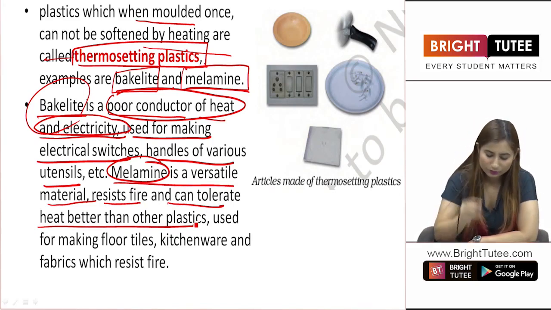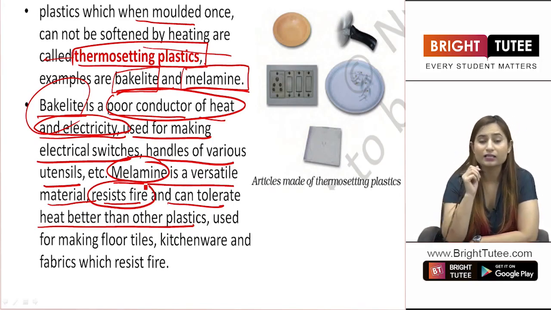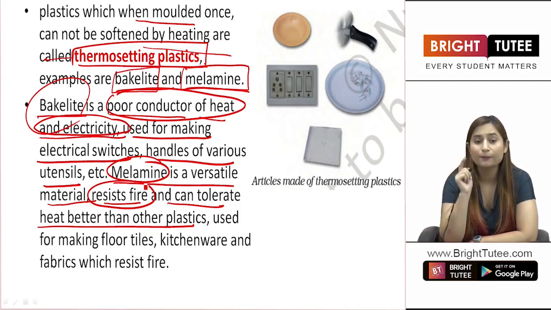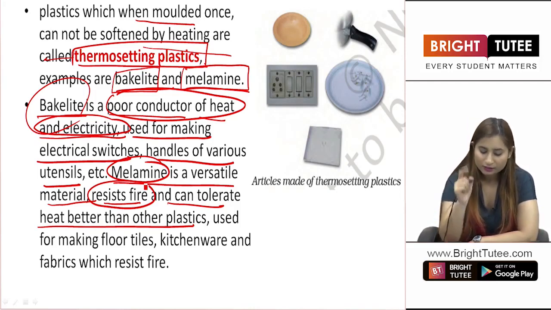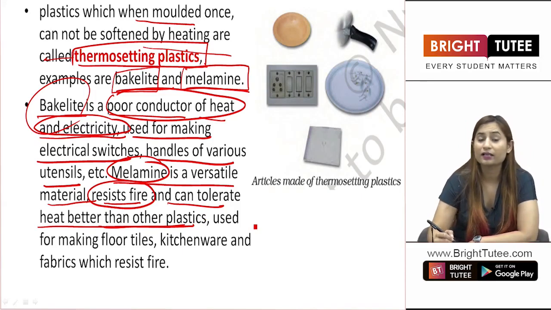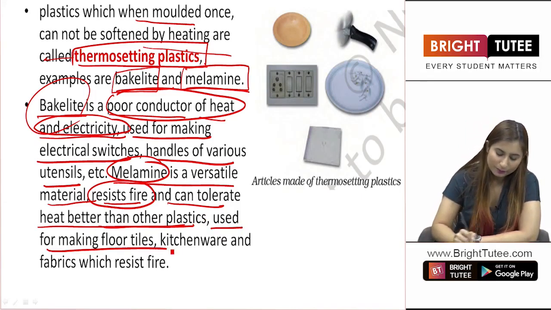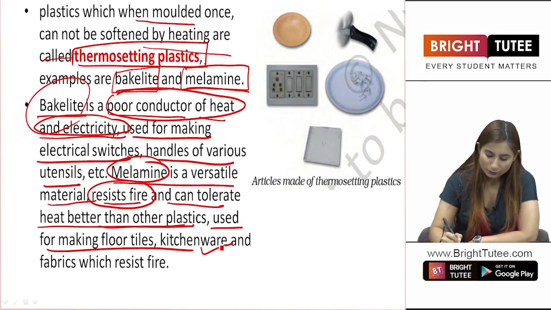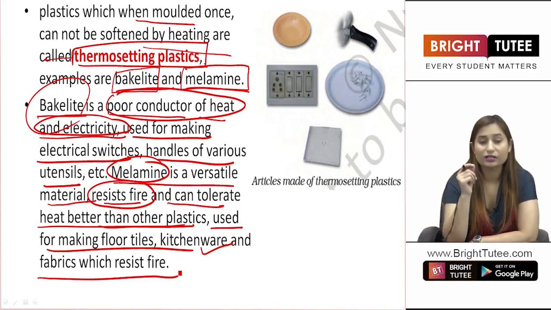What is the major use? That it resists fire. It does not catch fire, and it is again a poor conductor of heat. So it can tolerate heat better than other plastics. Used for making floor tiles, kitchenware and fabrics which resist fire.